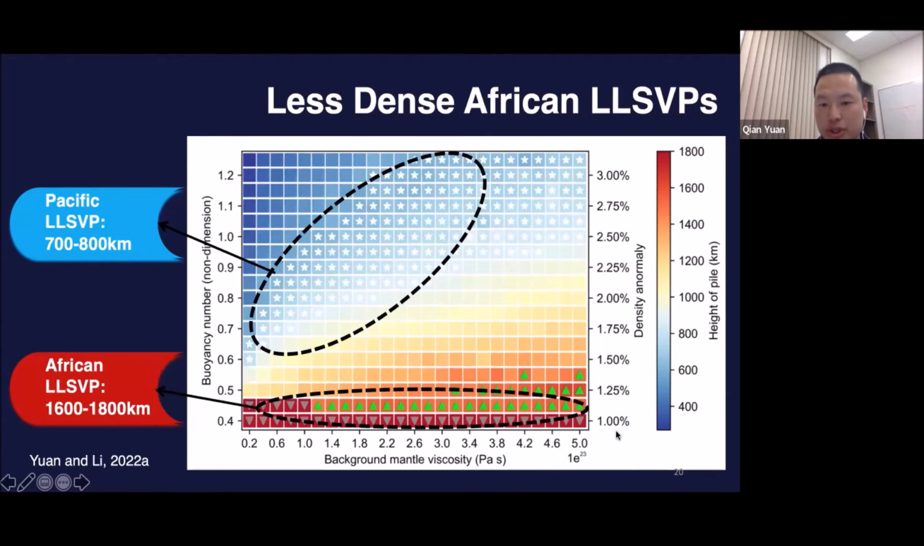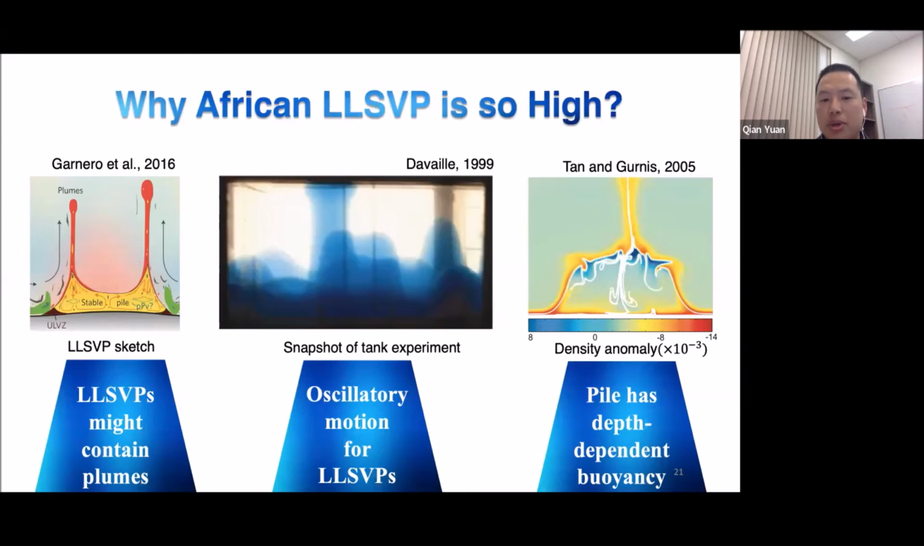This is interesting because, before our study, people in the geodynamic field treated them similarly and called them LLSVPs together. So this assumes they may form similarly or have similar chemistry and physical properties. But my constraint is mostly from the height.